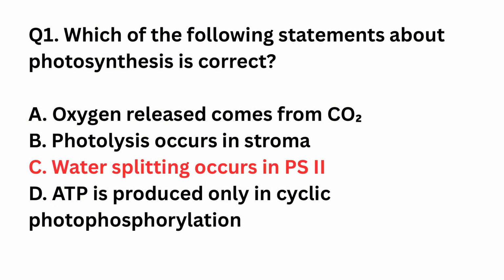The right answer is option C. Water splitting occurs in photosystem 2. Water splitting, that is photolysis, occurs in photosystem 2 in the thylakoid lumen. Oxygen released during photosynthesis comes from water, not carbon dioxide.